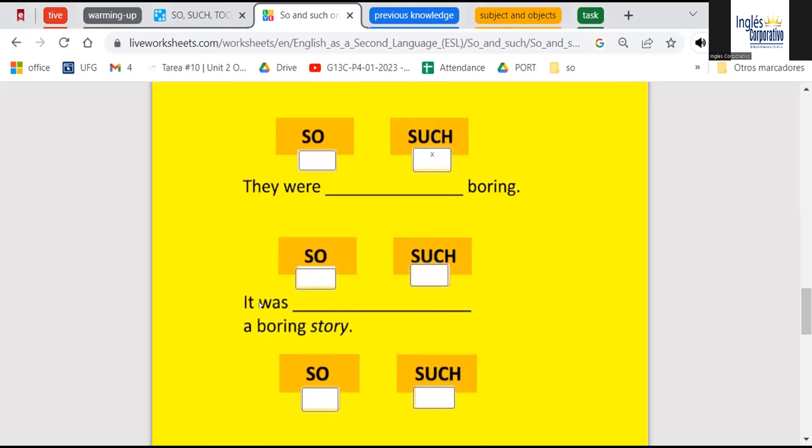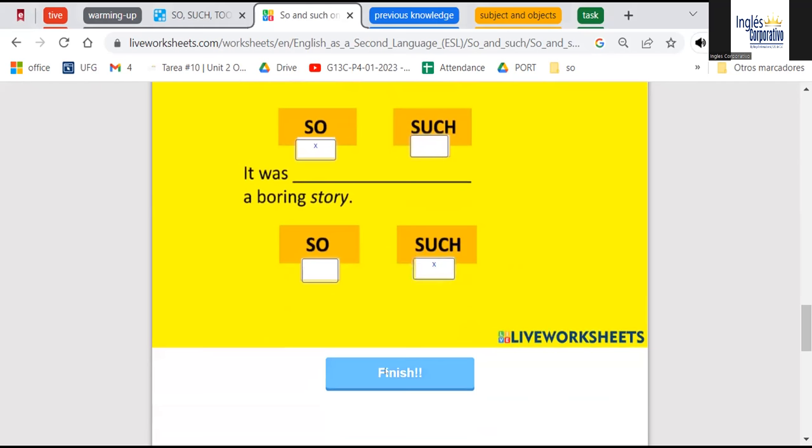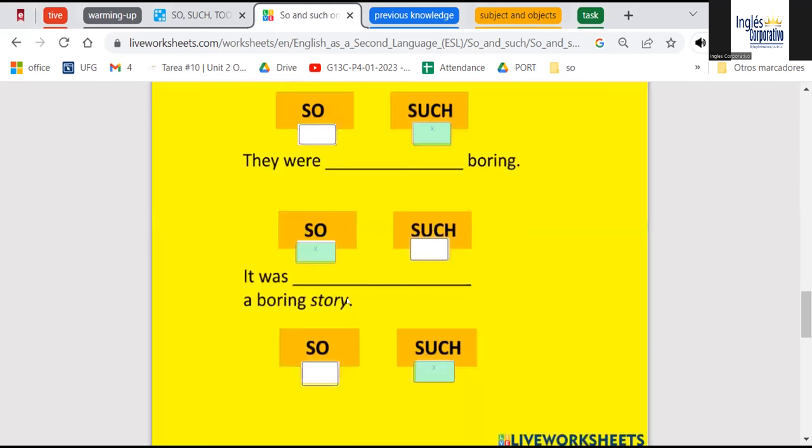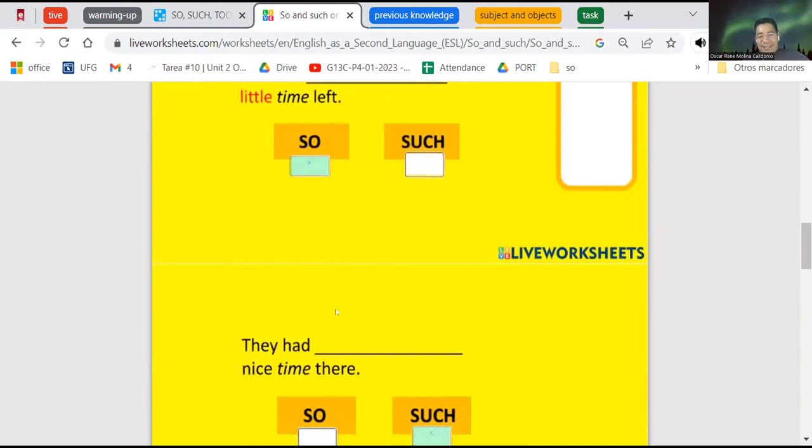They were so boring. Okay. We were so surprised when we noticed that the exercise was not correct. It was such a boring story. Okay, so let's cross our fingers and let's see. So you see, you got a 10, right? You corrected something, right?